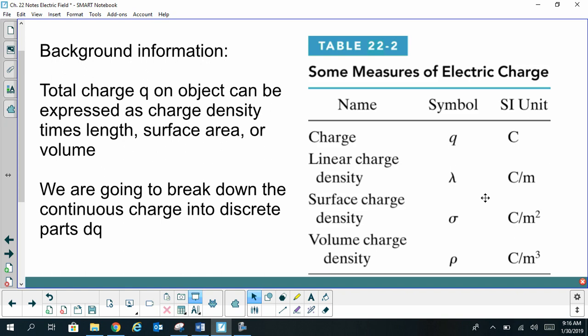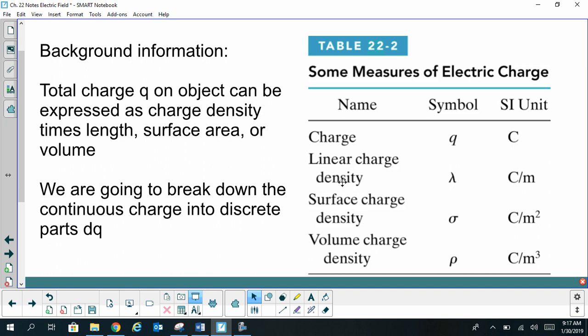And the total charge Q on the object can be expressed as a charge density, right? So this is a lot like a mass density, and you can do that times length, surface area, or volume. And then we're going to break down those continuous charges into little teeny bits. We'll break down the continuous charge into little discrete parts. We'll call them dq, like a differential, like a little bitty charge q. So if we take a look over here, charge is Q, and then our SI unit is Coulomb, right?